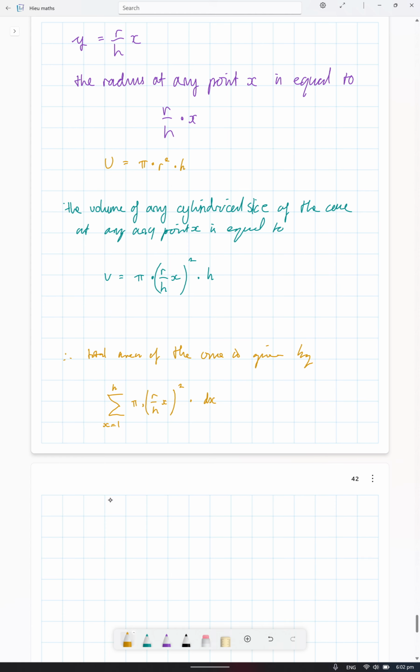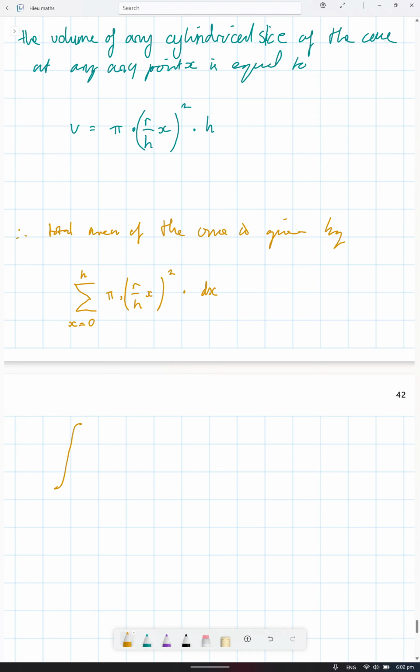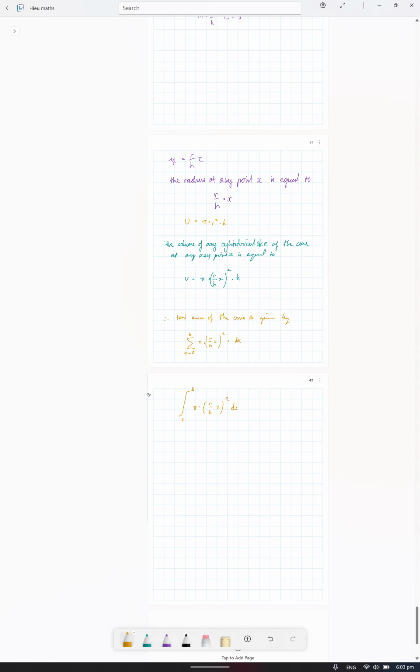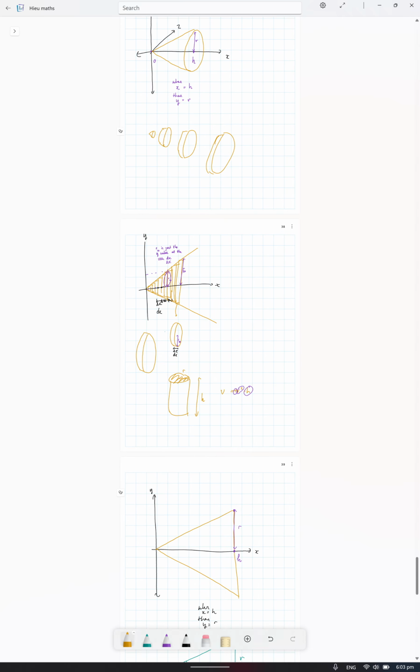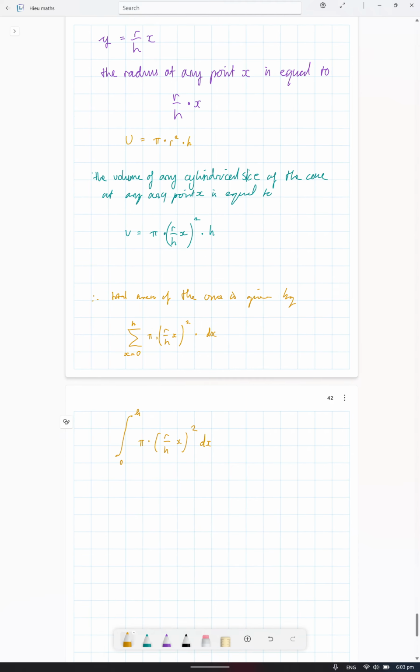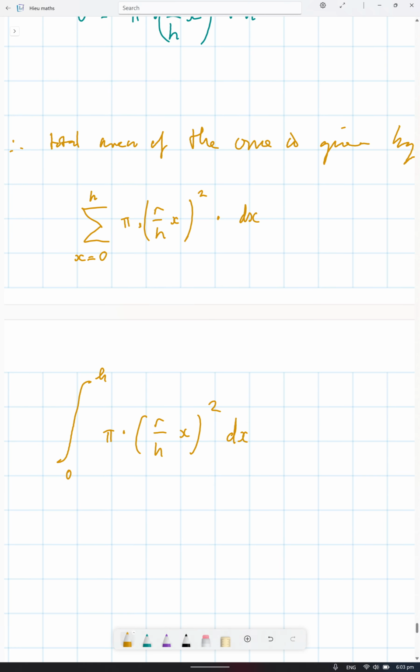Well, we can just rewrite the summation as this. Technically it should be 0, that's my bad. But we can just write the summation symbol as the integral symbol, which is just an s, which means summation can go from 0 to h, of pi multiplied by r over h times x, all of this squared, dx, because the dx is getting multiplied there. So this is the idea of the integral sign, and this is the idea of splitting things into slices and finding their volume. You end up with this.